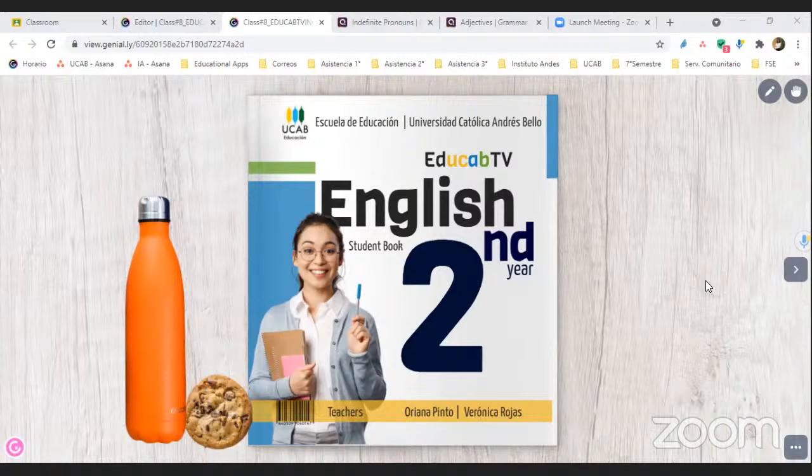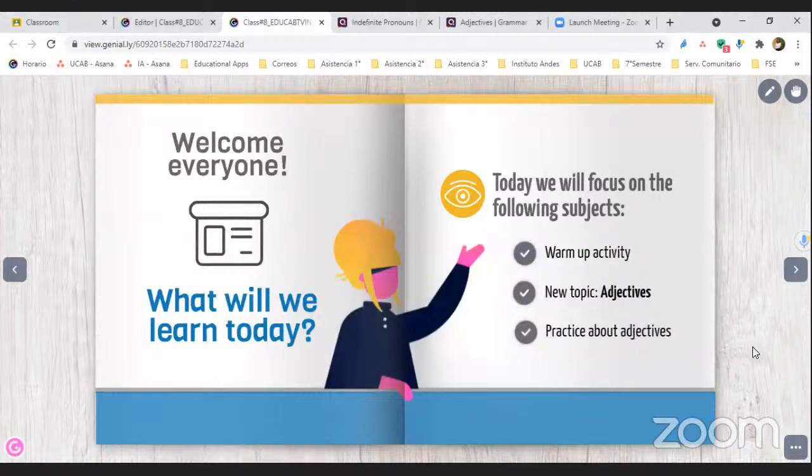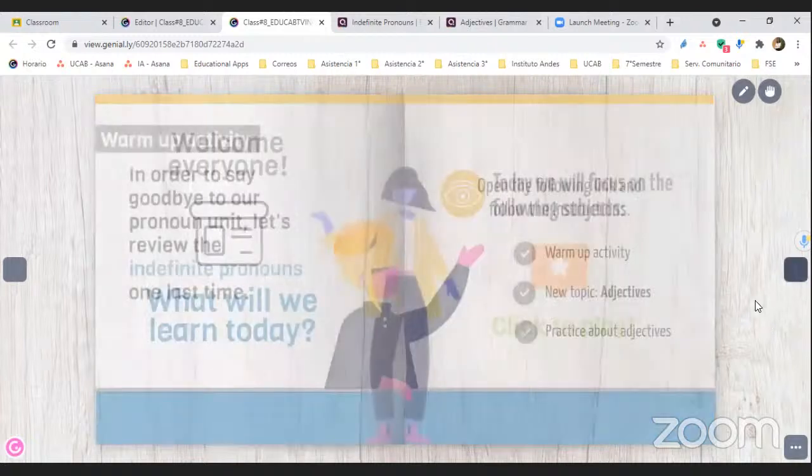Okay, good morning, everyone. We're going to have an amazing class today. Today, we're going to start working with adjectives. Last time we were working with pronouns, but now we're going to talk about adjectives. But first, let's do a warm-up activity in order to say goodbye to our pronouns.